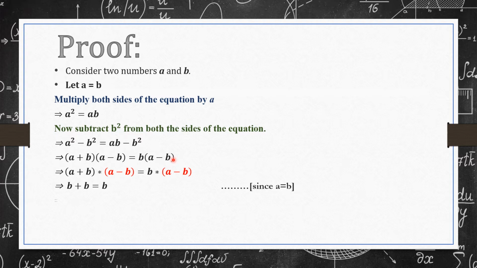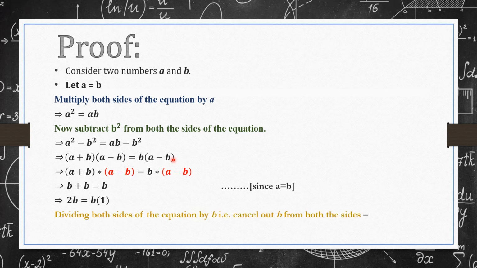Now the next step is 2b is equal to b. Now that's the main point of this. 2b is equal to b. Now if you cancel b from both sides, you get 2 is equal to 1. That's what our proof is.